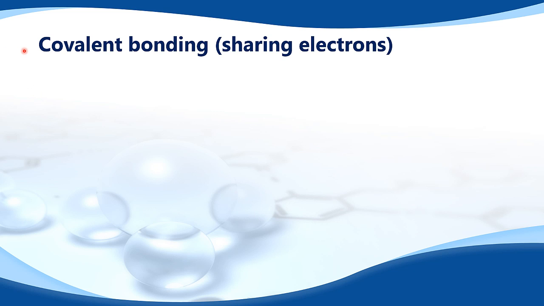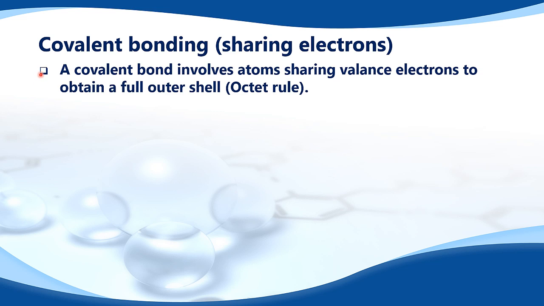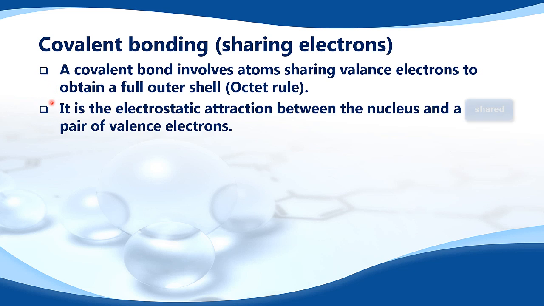Let's take a look at covalent bonding, sharing of electrons. A covalent bond involves atoms sharing valence electrons to obtain a full outer shell, the octet rule. It is the electrostatic attraction between the nucleus and a pair of valence electrons.